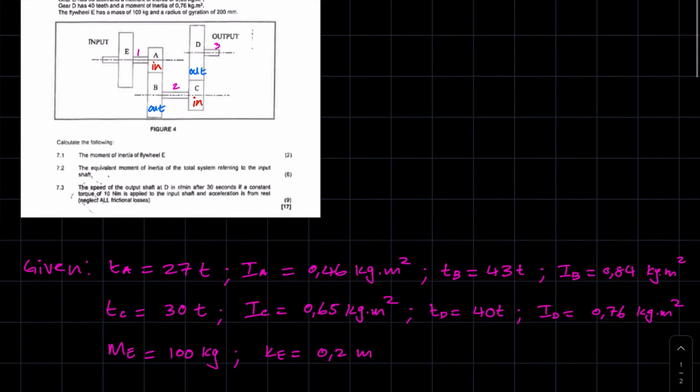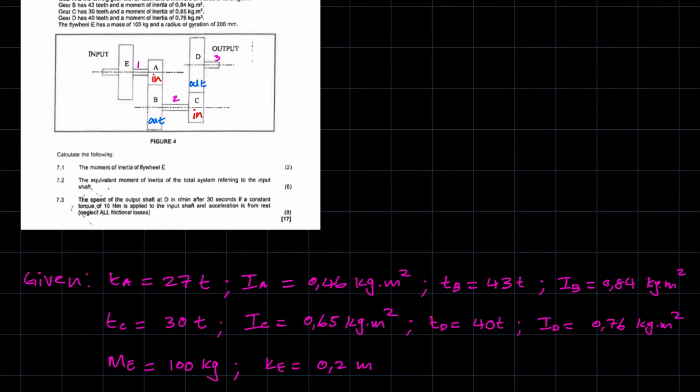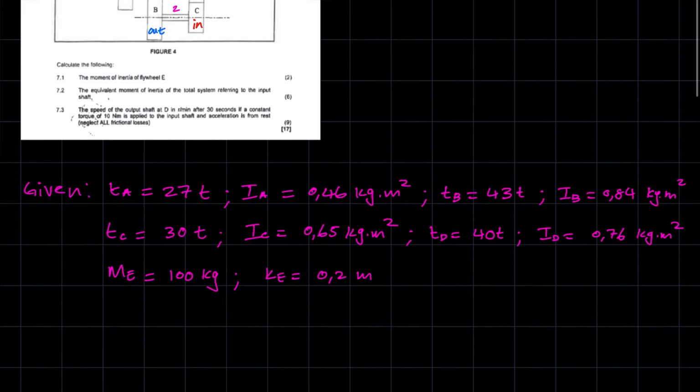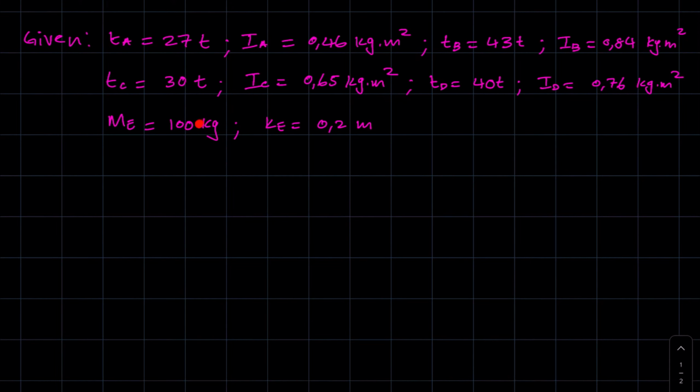And then if you look at our diagram here, we have a flywheel which has been labeled as E, so it's on its mount on the input shaft. Here you have a flywheel E which has a mass of 100 kilograms, and has a radius of gyration of 0.2 meters.